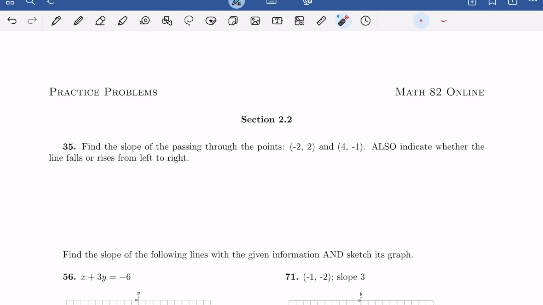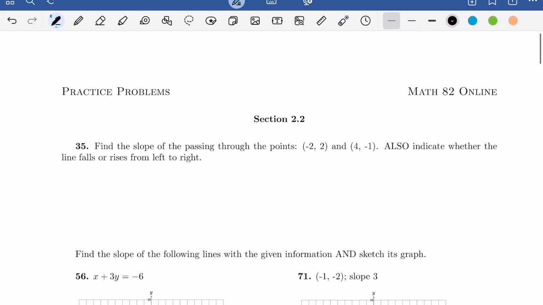In this video, we're going to go over some practice problems from our textbook on the material covered this week. So it's going to be sections 2.2 through 2.4. So starting with section 2.2 here, we're looking at the slope of a line. Looking at this first problem, we want to find the slope of the line passing through these 2 points and indicate whether the line falls or rises from left to right.